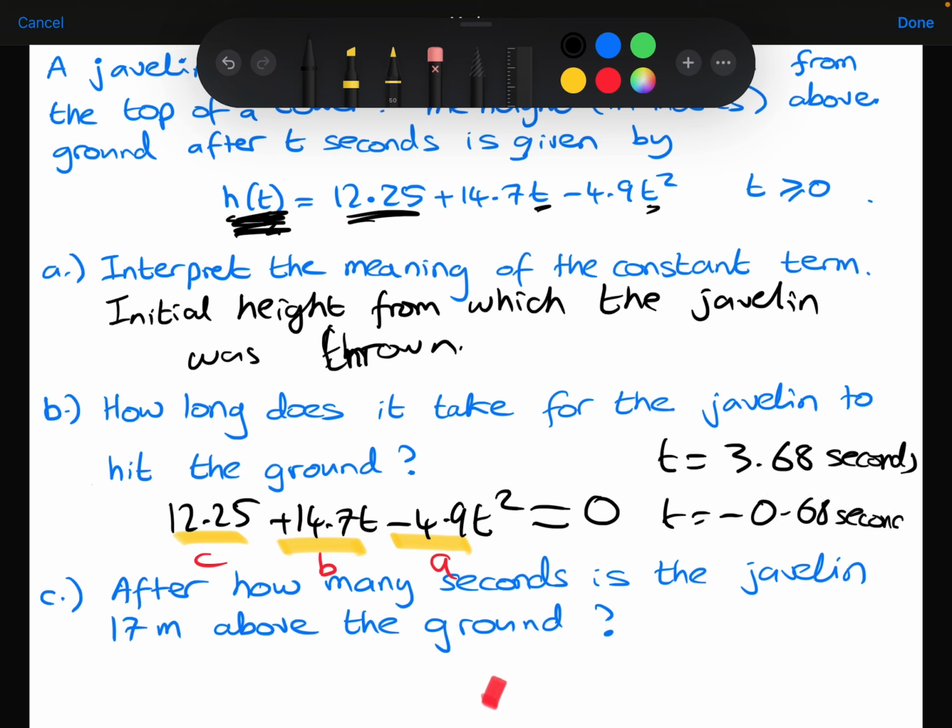Now obviously the negative time here I am not going to use. This is the answer I'm going to give. So I'm saying that the javelin is going to hit the ground after 3.68 seconds.